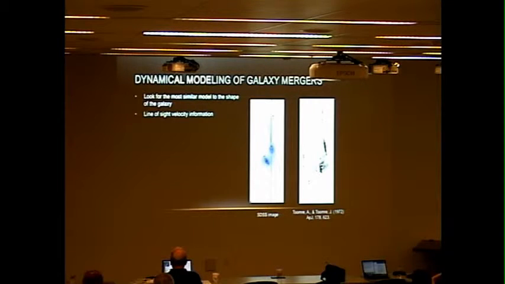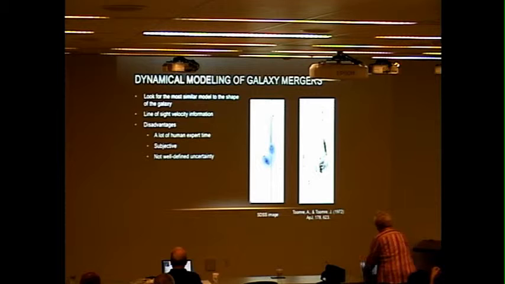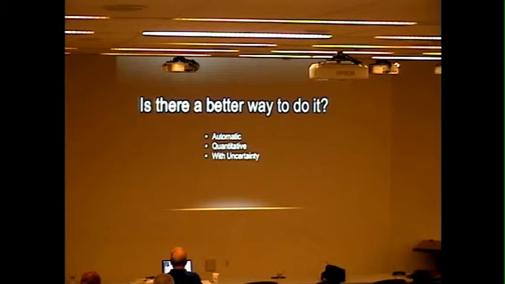So this visual matching has some disadvantages. It needs a lot of human time to go over all these different models with different parameters to find the best model. It is subjective. It depends on who does this matching, and it doesn't have a well-defined uncertainty. So the question we are asking here is, is there a better way to do this?